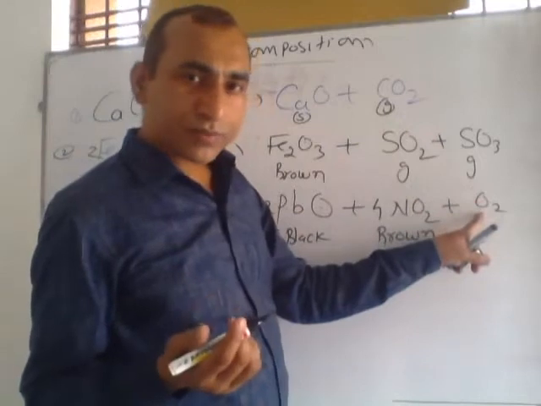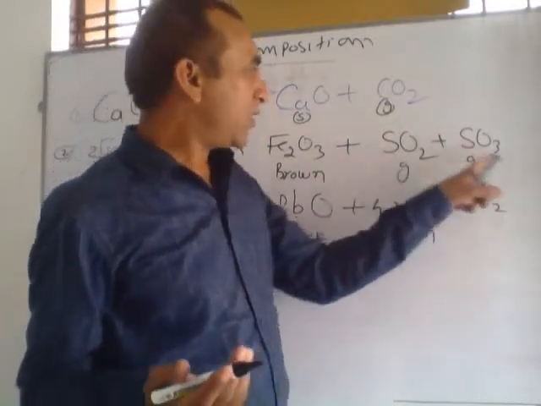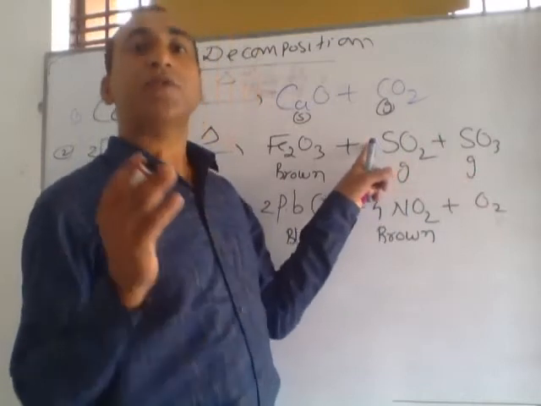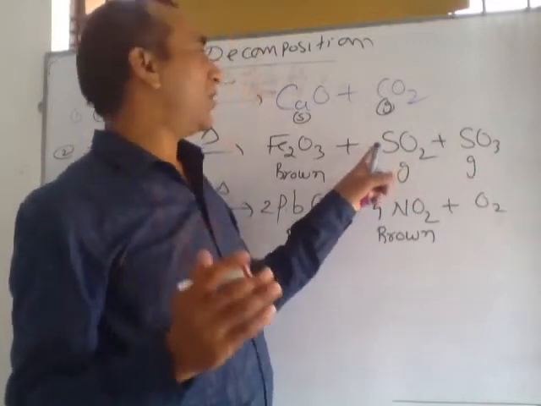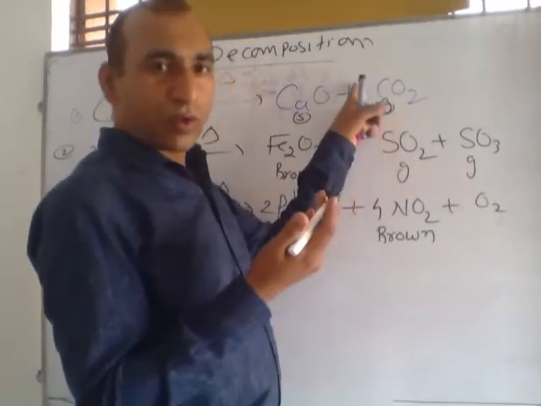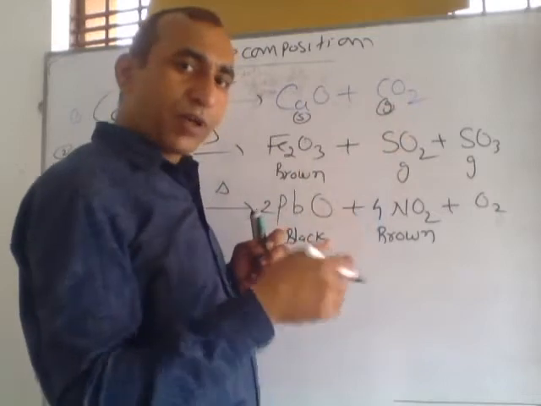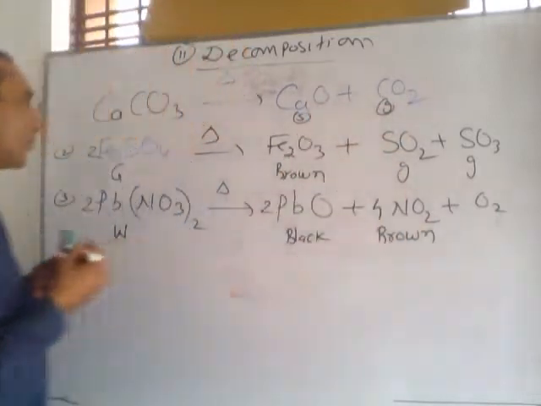Property of O2 gas: it helps in combustion. This is a brown color gas. These two are gases of the same element with pungent smell, just like the burning of sulfur. This is carbon dioxide. It is used to glow the fire, and also it turns lime water milky.